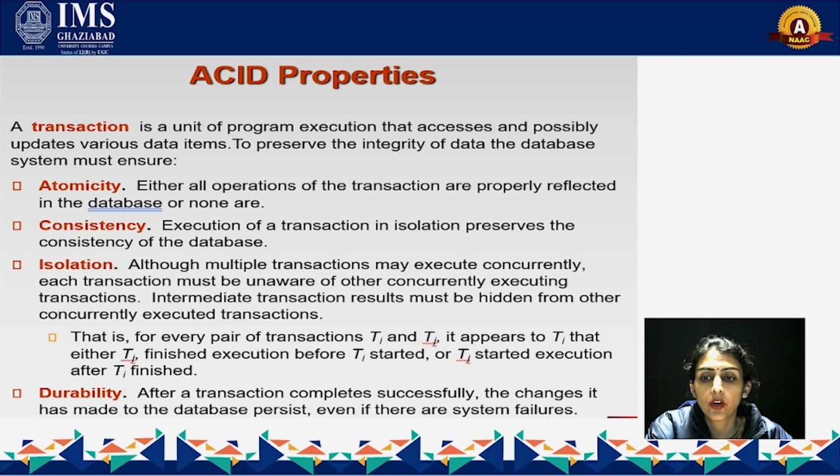That is, for every pair of transactions Ti and Tj, it appears that either Tj has finished execution before Ti has started, or Tj started execution after Ti has finished. But actually this is not happening. Then durability should be maintained, that is, after a transaction completes successfully, the changes it has made to the database persist even if there are system failures.